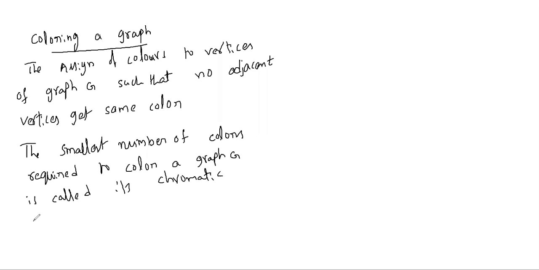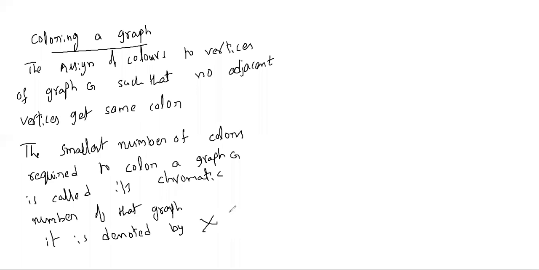It's a chromatic number of that graph. It is denoted by zeta of G. Okay, so what does this mean? Zeta of G, chromatic number.